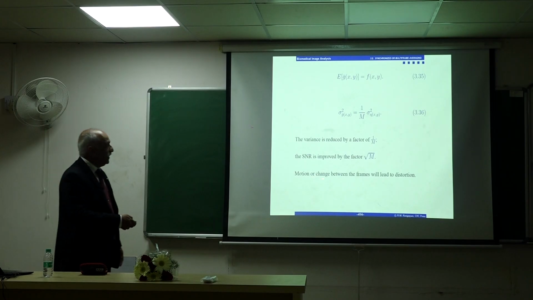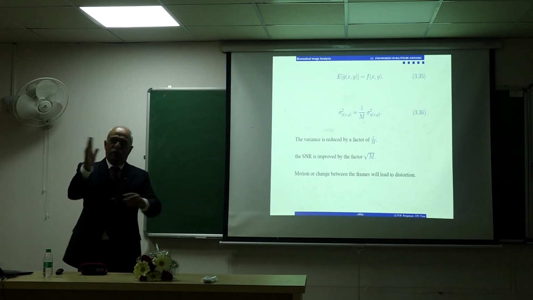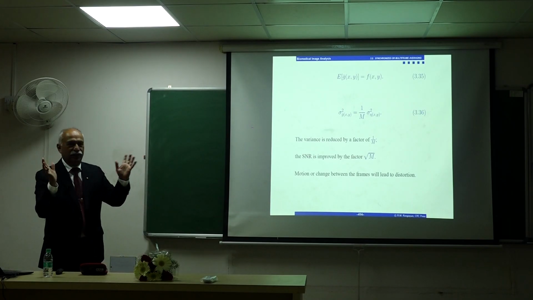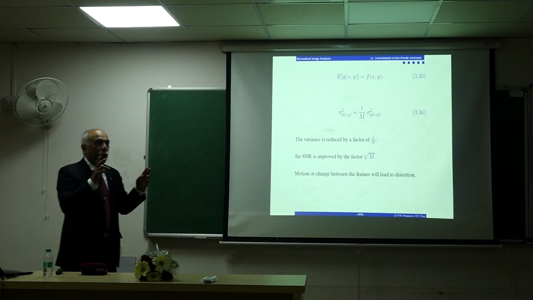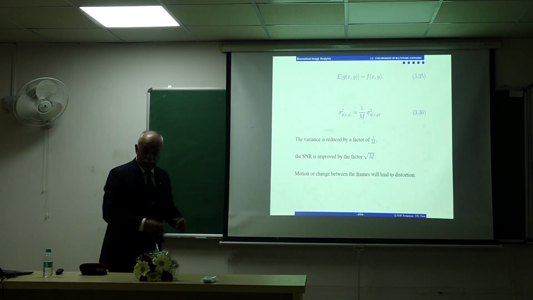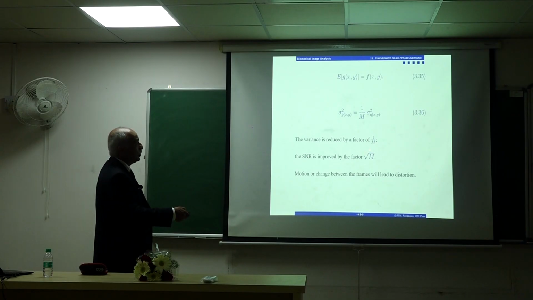So motion or change between the frames will lead to distortion. If I take a number of images, if somebody moves, then there is some blurring or something happens, which will cause distortion. But in the absence of that, you will get an improvement in SNR, signal to noise ratio, by a factor of square root of m.